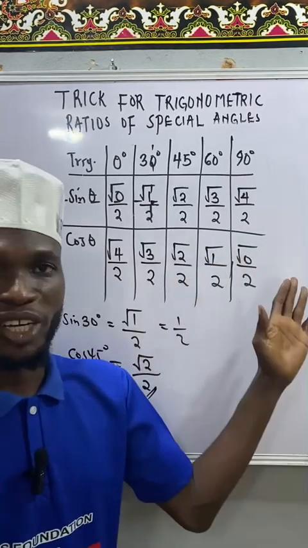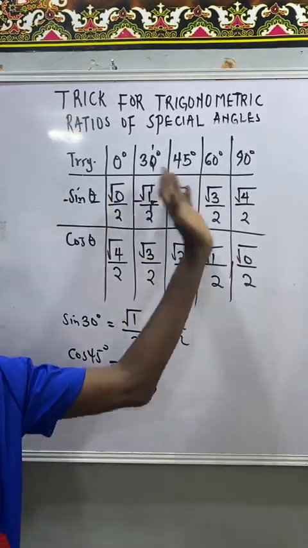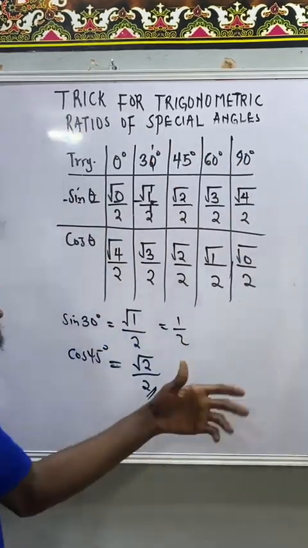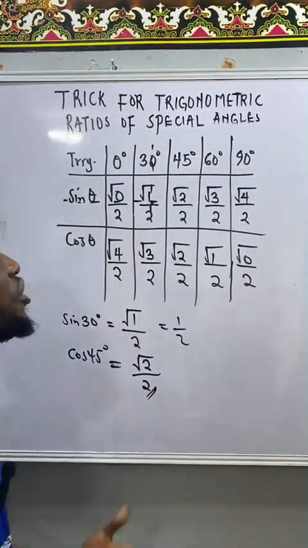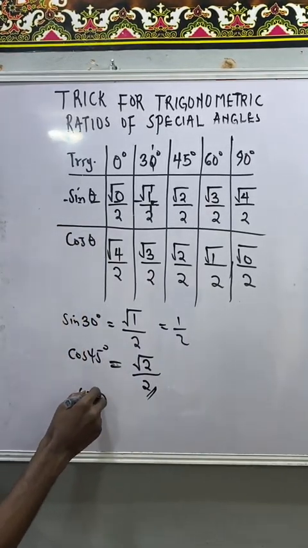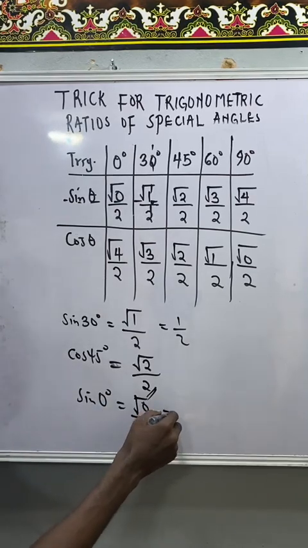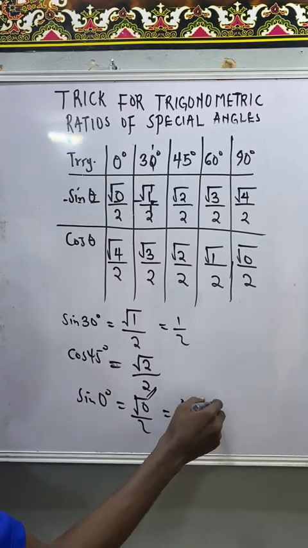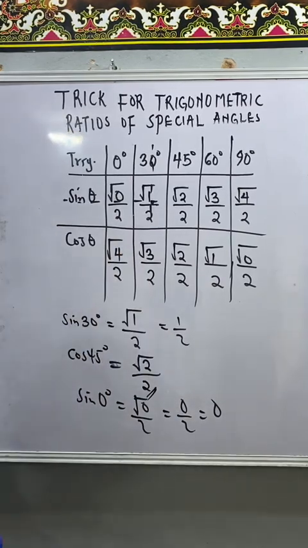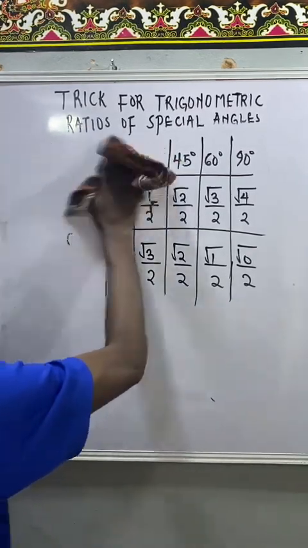Once you master this, you can always do the rest. You can look for any one that you want. Once you master these special angles, you can use them to get the multiples of all of these angles. Let's do one more. Sine 0 degree equals square root of 0 all over 2, which is 0 divided by 2, and that is 0. This is trick number 1. Let's go for another trick.